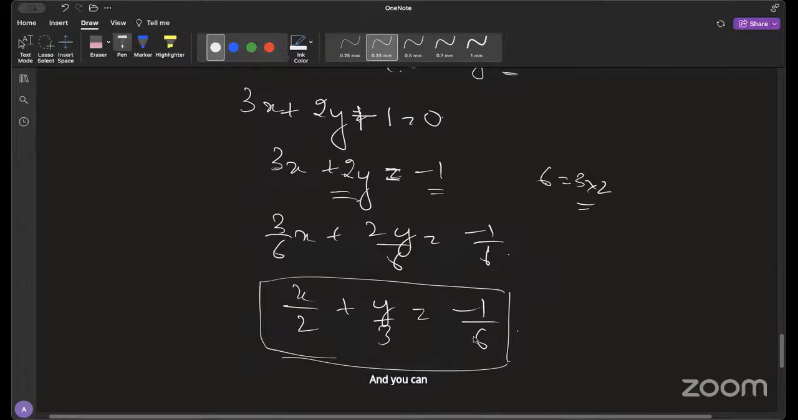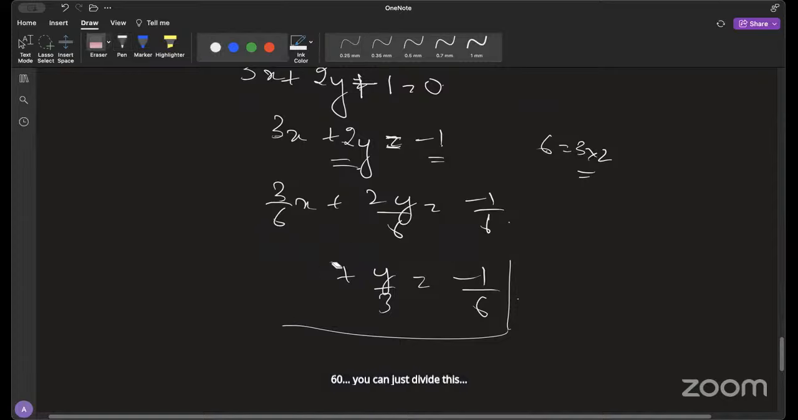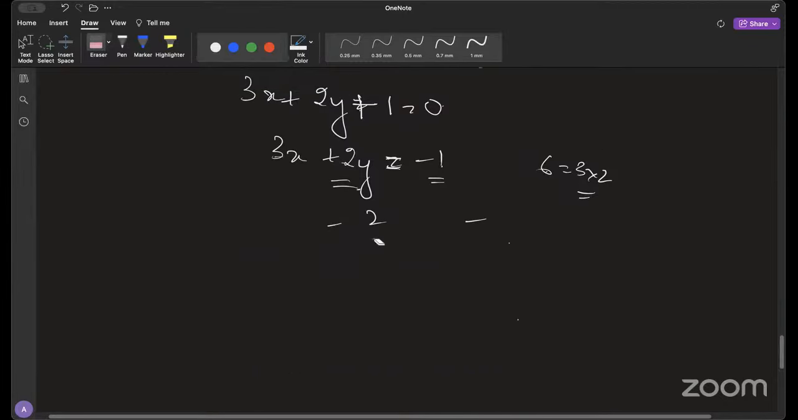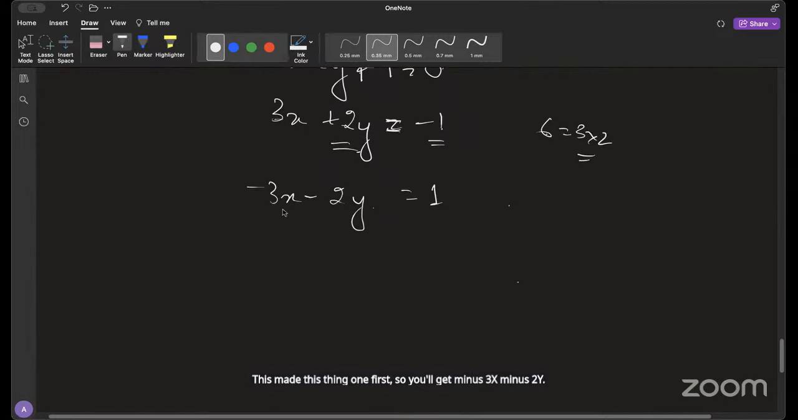You don't even have to do this 6 thing here. You can just divide this. We could have avoided this step because we need a 1 on that side. What you can do is just make this thing 1 first. So you'll get minus 3x minus 2y, and then divide it by 6.